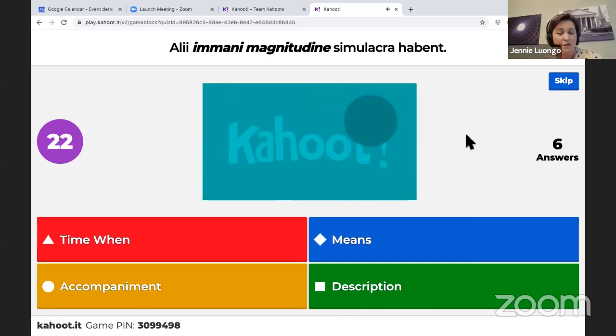We talked about this one. We actually asked you about this one during the lesson itself. So some have images. Imani magnitudine: is that time when, means, description, or accompaniment? Just a reminder on this one that it's important that it has two words.